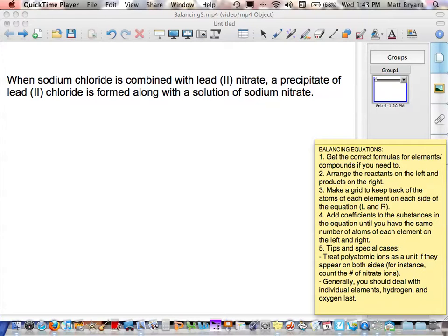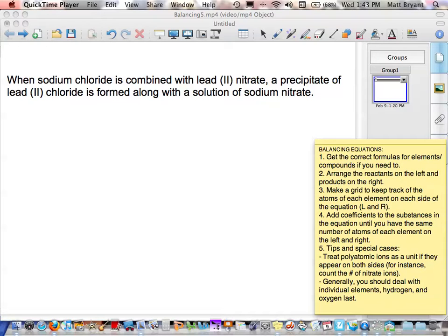So we're gonna write this out, and in this type of word equation, you aren't just given the products and the reactants and the nice little arrow that means yields in the middle. You're given a sentence that describes a reaction. So in this particular case, when sodium chloride is combined with lead 2 nitrate, a precipitate of lead 2 chloride is formed along with a solution of sodium nitrate.